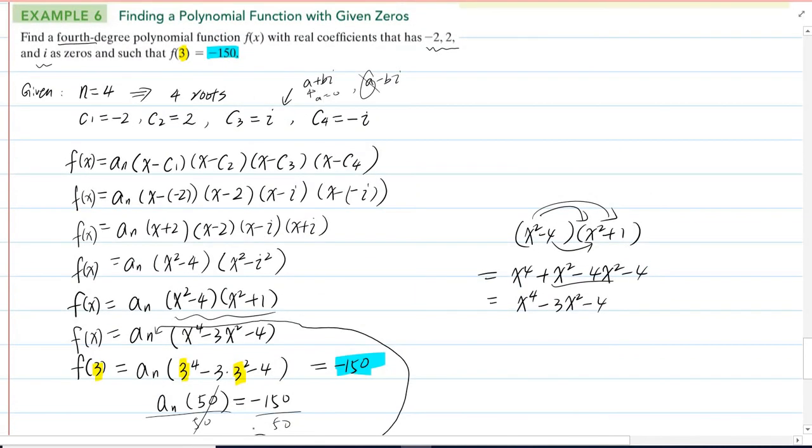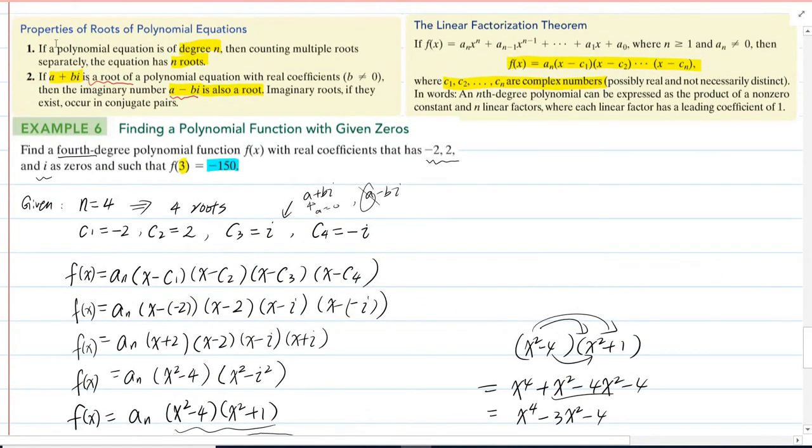Okay, when you have this type of question, step 1 is you're going to need to figure out what your n is. If you have n equals 4, that means you have 4 roots, which means you have to find your C1 to C4. One thing you have to remember: if you have i as 0, that means your negative i also is 0. That's based on your property of roots. If I have 1 plus i as 0, then you're going to have 1 minus i as your C4.